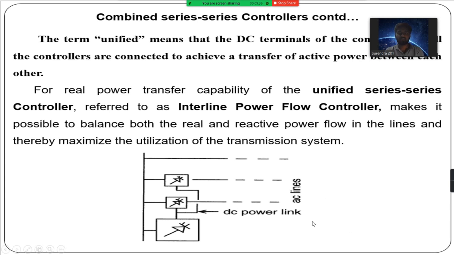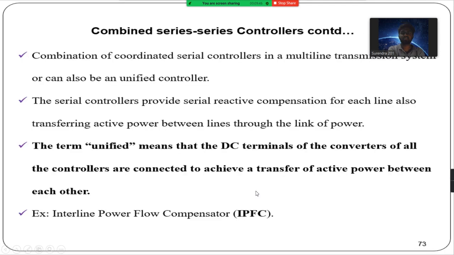We can see here the series controllers along with the lines in DC links. And coming to the importance of the combined series controllers, as I told earlier, unified means that the DC terminals of the converters of all the controllers are connected to achieve a transfer of active power between each other. So a simple example for these is the interline power flow controller, IPFC.